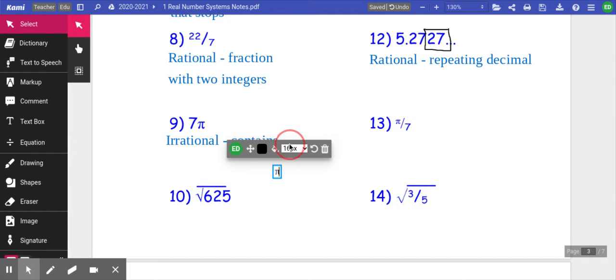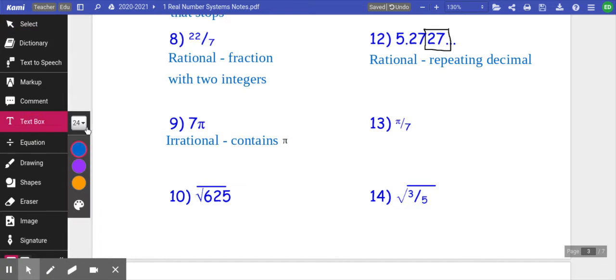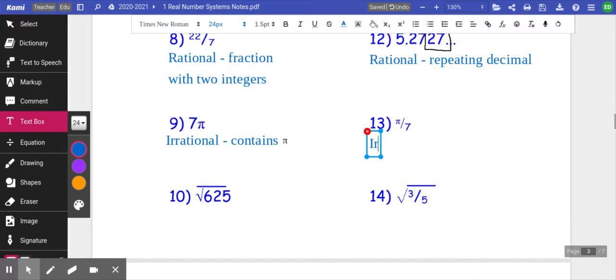I'm going to move it up to here. There we go. Okay, and again, 13 would be the exact same reasoning, right? It contains pi. Even though it's a fraction, it's not an integer up here. It's pi, the symbol, so it doesn't work. It's irrational.